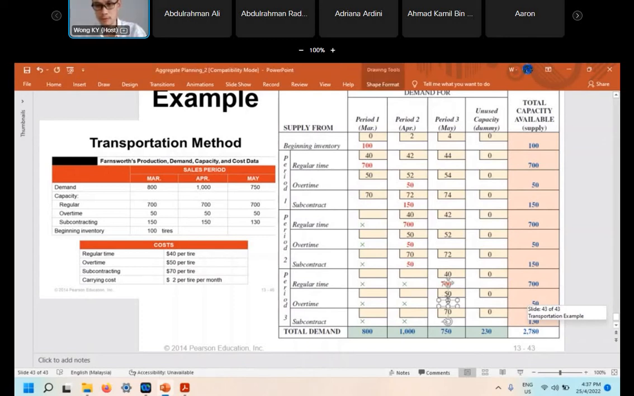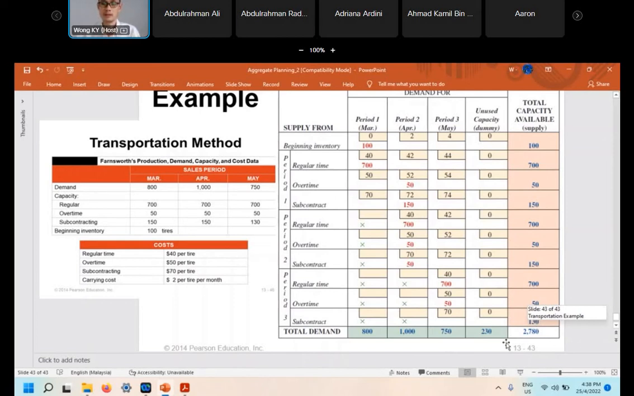Okay, 50. Okay, and move on to the next one, $70 here. Any amount I can assign here? No. Okay, because I already fulfill my demand already. 700 plus 50, 750. So there's no need to assign anything here, even though capacity is available.